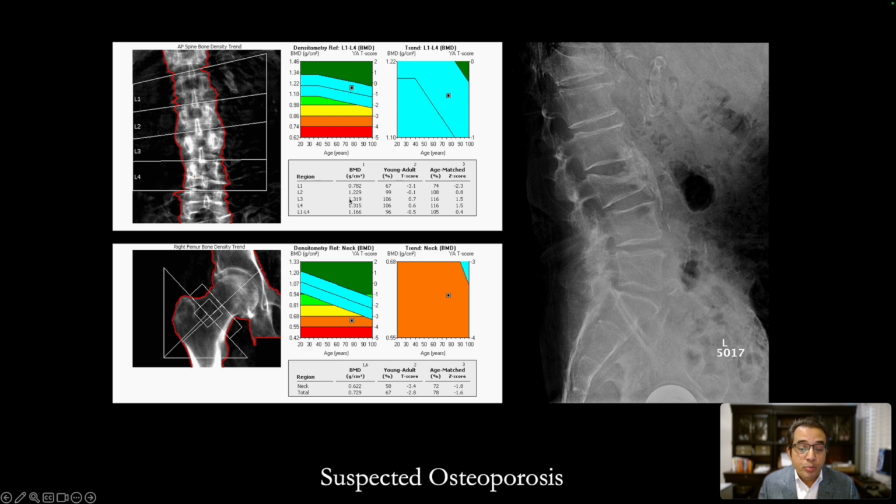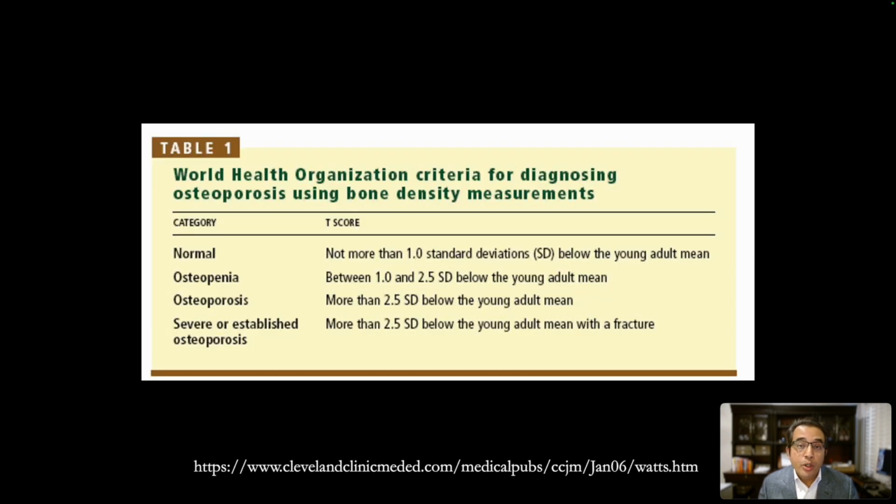So then this patient now has osteoporosis with an insufficiency fracture, and per WHO criteria now they have severe or established osteoporosis, which stands for more than 2.5 standard deviations below the young adult mean with a fracture. So analysis of the lumbar spine image and also of the image of the femur is very important because there might be some findings in those images that may have the potential to change patient management.